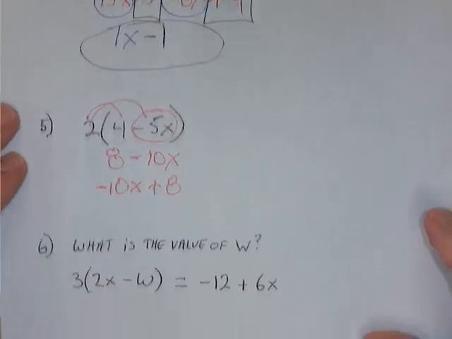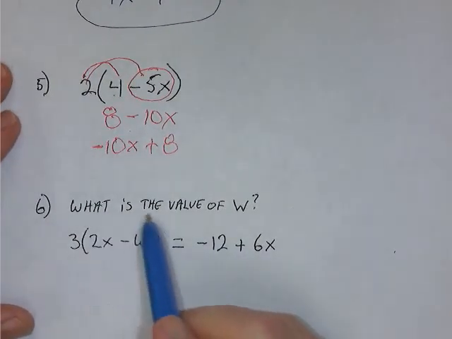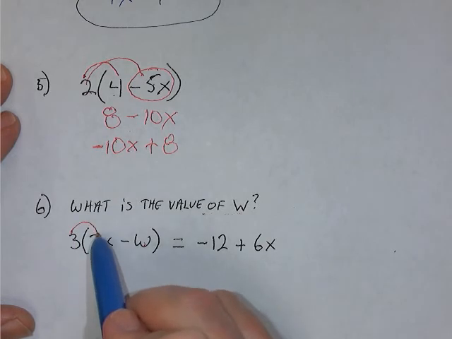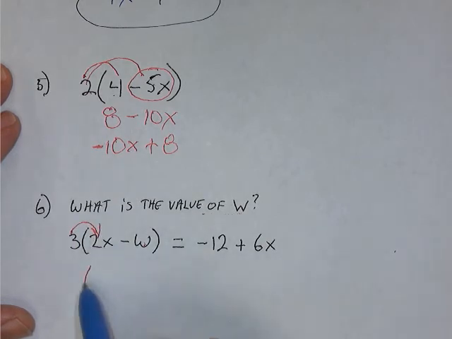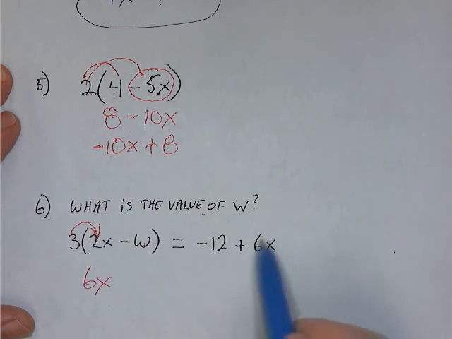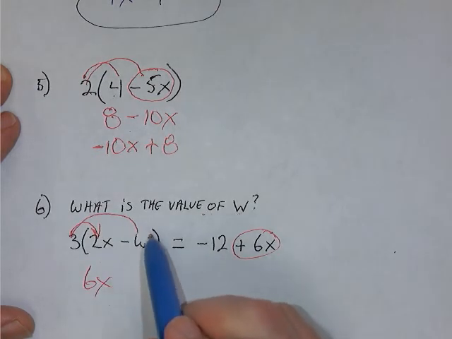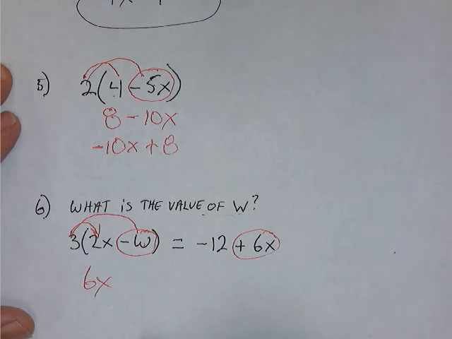The last one here. What's the value of W? What's this number? Well, let's see. If I take 3 times 2, that's 6x. Well, that's this right here, 6x, isn't it? Then I have 3 times negative something. Well, that negative something must equal negative 12. 3 times negative something equals negative 12. What would that be?